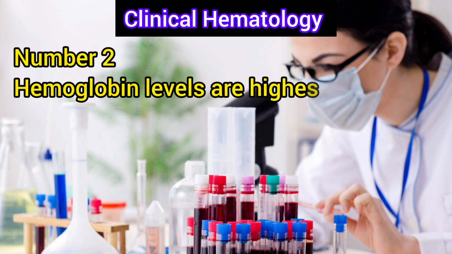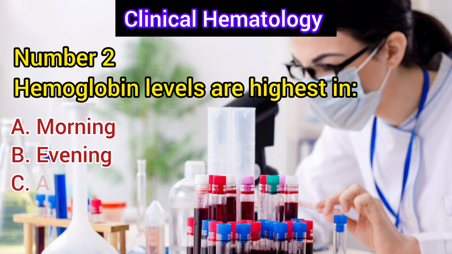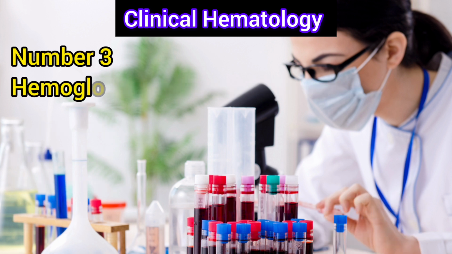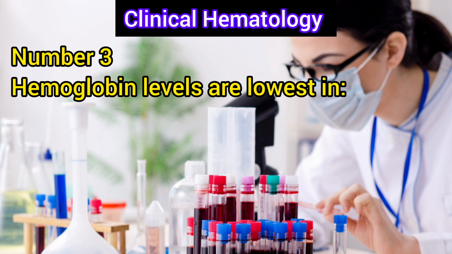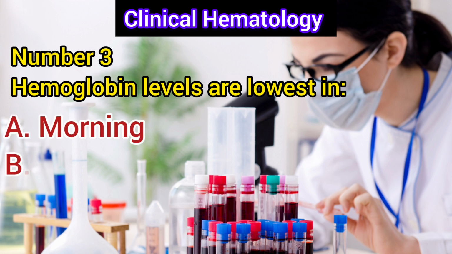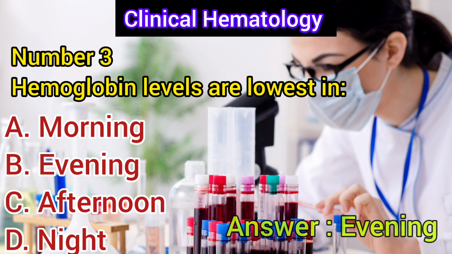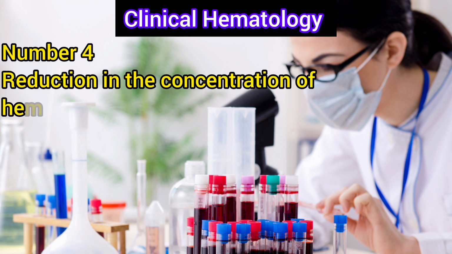Number 2. Hemoglobin levels are highest in A. Morning. B. Evening. C. Afternoon. D. Night. Answer: Morning. Number 3. Hemoglobin levels are lowest in A. Morning. B. Evening. C. Afternoon. D. Night. Answer: Evening.